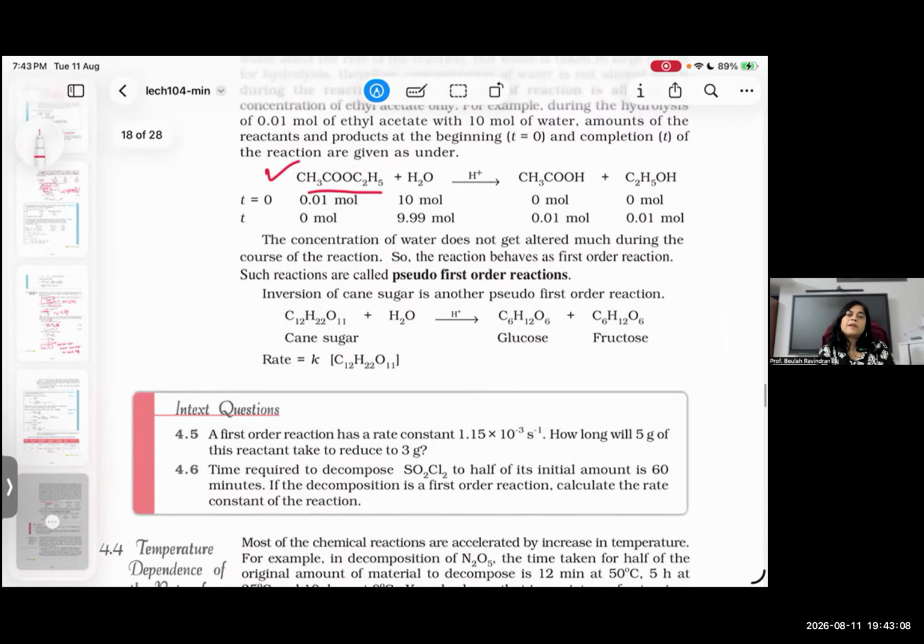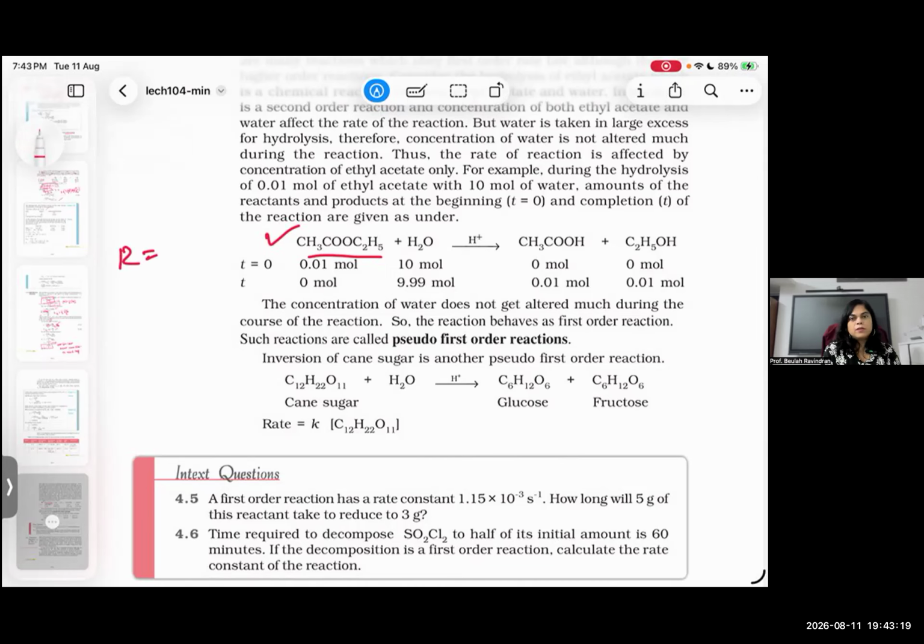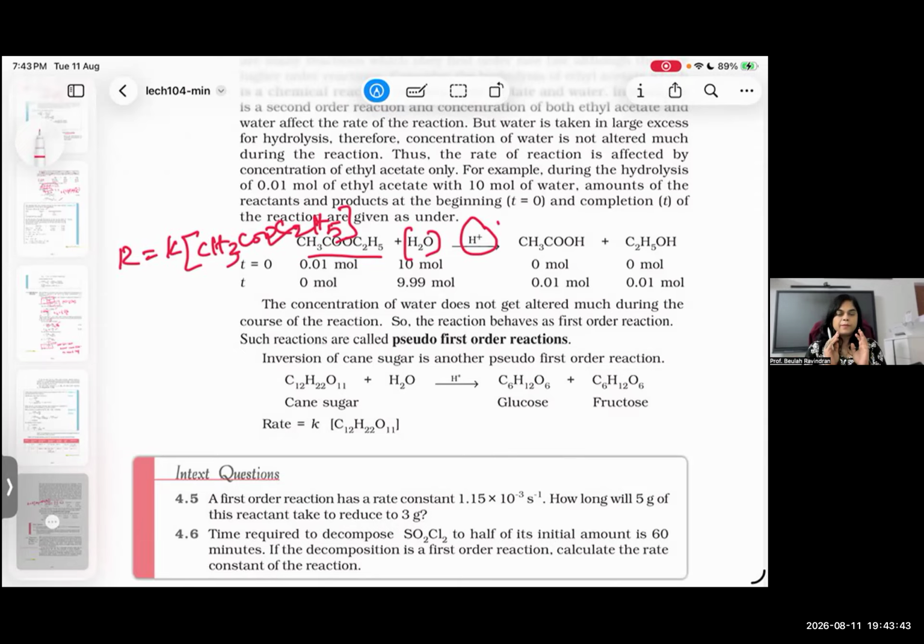And how can we write the rate now? Rate is k into the concentration of CH3COOC2H5. Okay, so this water remains constant. Hydrogenation takes place, H plus hydrogenation takes place. The concentration of water does not get altered. That is the meaning. It remains effectively constant during the course of the reaction.